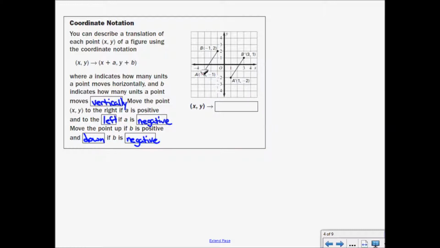So, for example, to go from A to A prime or B to B prime, we need to move to the right 1, 2, 3, 4 units. So that would be x + 4. And we would need to then go down 1 unit. So that would be y - 1.